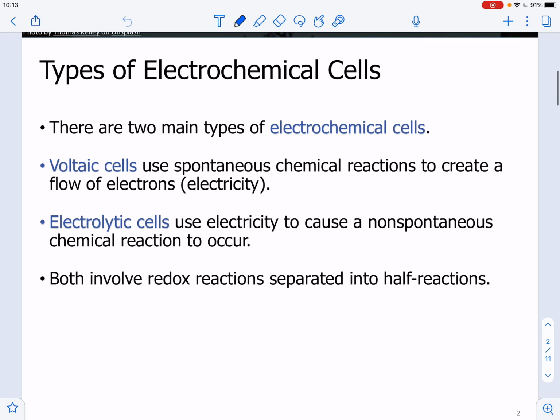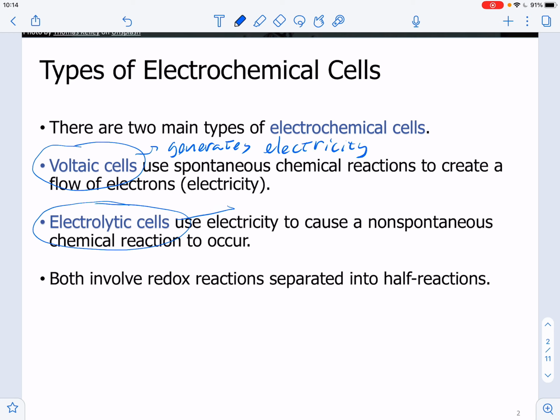Okay, there are two main types of electrochemical cells in this case. We have the Voltaic cells, which are the ones that we're gonna study in this section, and we have electrolytic cells. From the point of view of redox reactions, they both use redox reactions. There will be an oxidation reaction and a reduction reaction happening simultaneously. The difference between the two is that the Voltaic cell generates electricity and the electrolytic cell uses electricity.